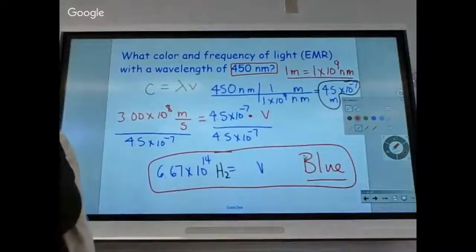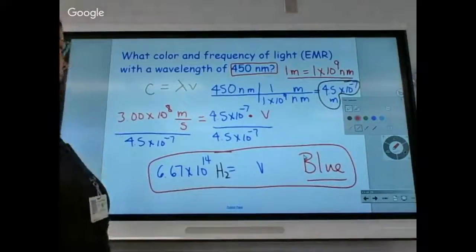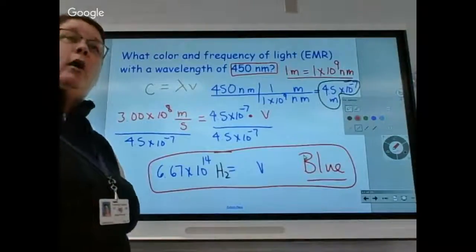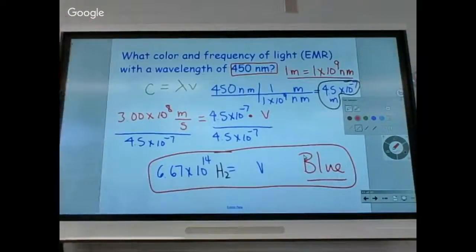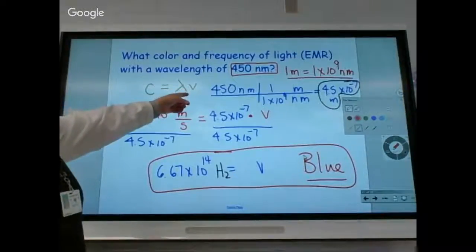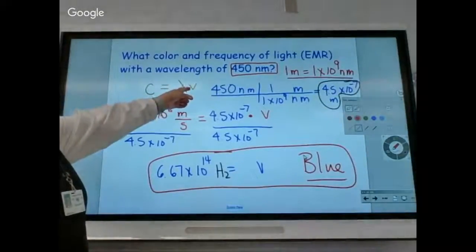C is the speed of light. That was that 3.0 times 10 to the 8th. The upside down Y is called lambda, and that's wavelength. And that's V, that's frequency.